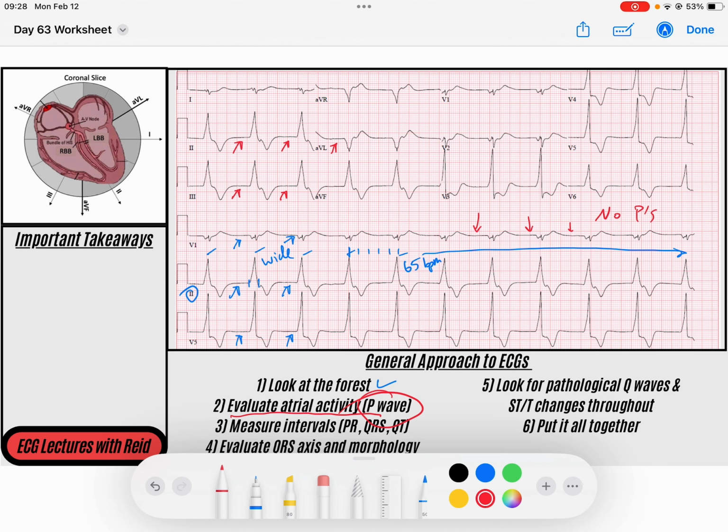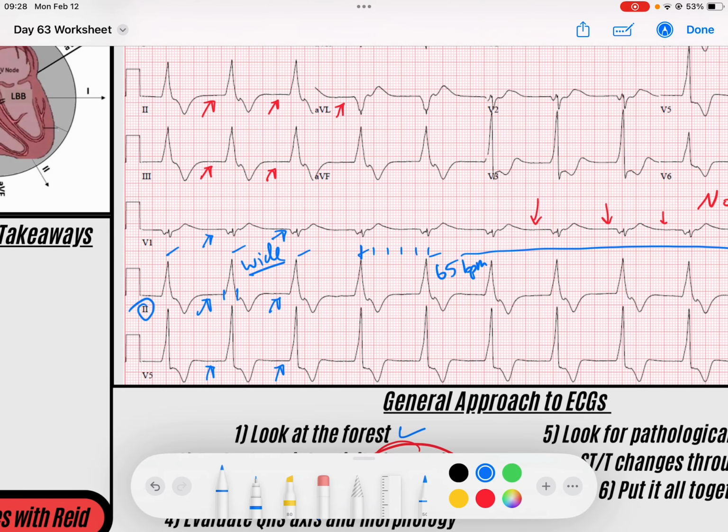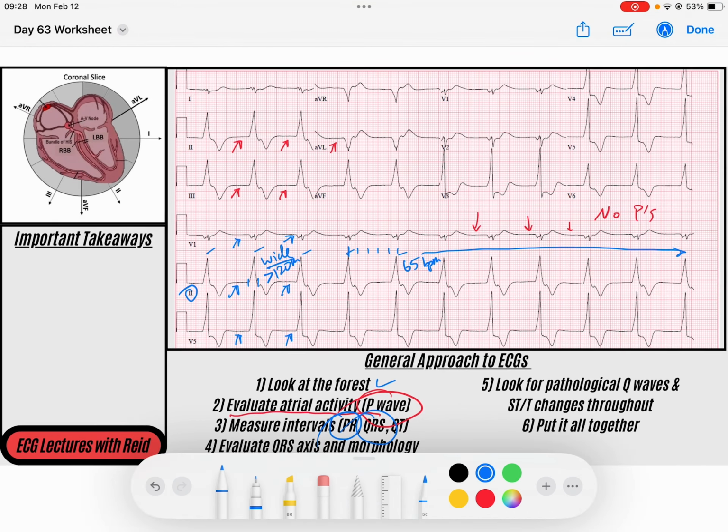Okay, so we're trying to work through this. We've got this wide complex rhythm, what could this be? We might have to change our approach to this ECG, because we're not going to look at the PR interval, because there are no P waves to look for a PR interval in this case. So maybe we'll look at the QRS and try to characterize this a little bit better. We said it was wide. We know it's wide because our QRS is greater than 120 milliseconds. And so this wide complex QRS tells me that we're not taking the His-Purkinje system. And when there's no P waves in front of it, this is likely some type of ventricular ectopic rhythm.